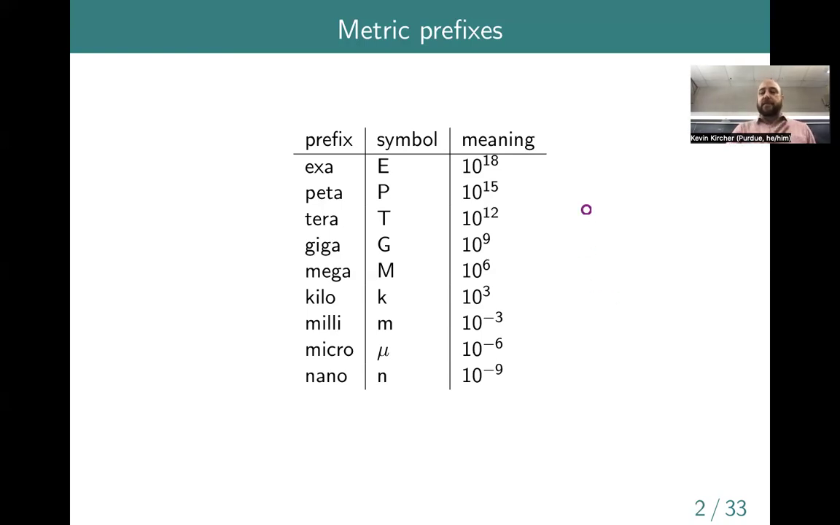In this lecture, we'll use some scientific prefixes. We'll talk about exa, which means 10 to the 18th. We will also talk about petajoules, 10 to the 15th joules. Terajoule, this is a trillion joules. Giga, this is a billion, and so on down the line.